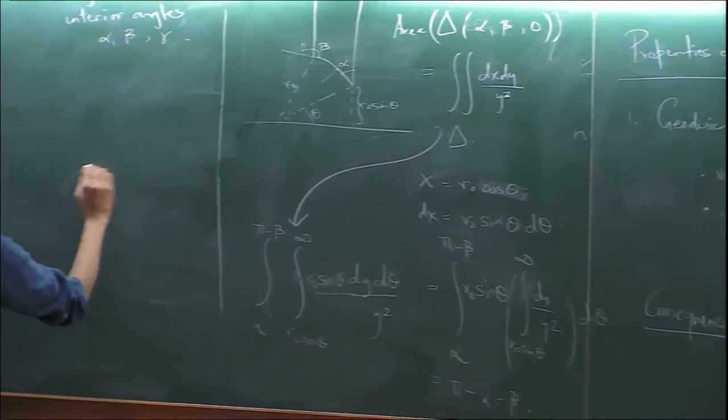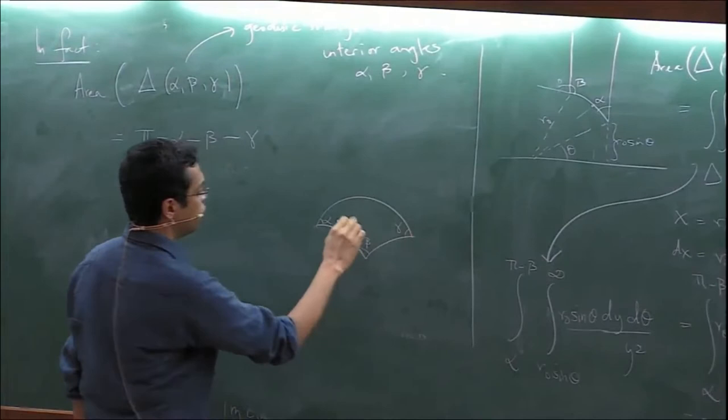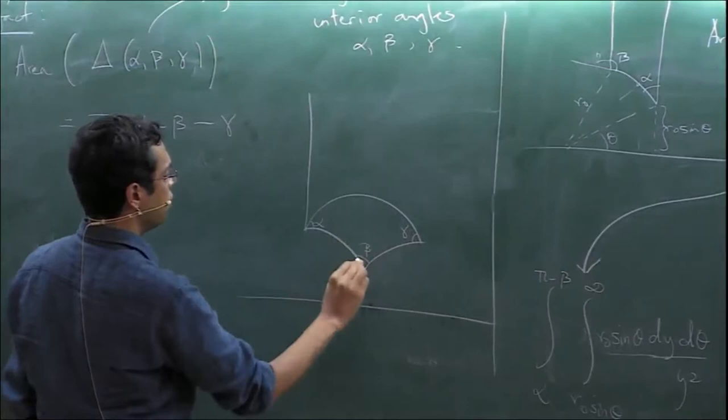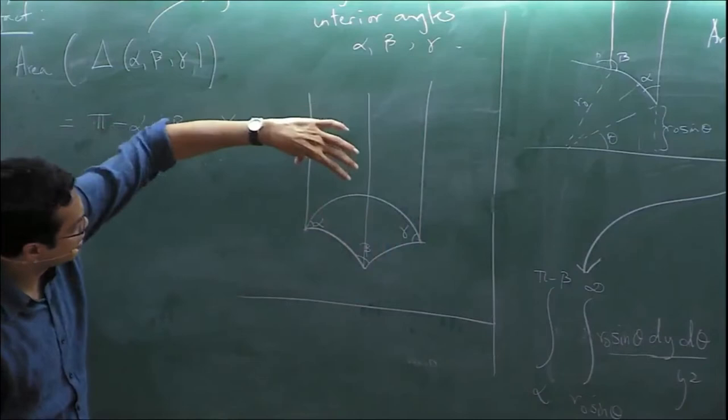because suppose you have a triangle in the hyperbolic plane with three angles, none of which are zero. So this doesn't have any ideal vertex. Well, you can make it part of a bigger triangle where it has one ideal vertex at infinity. This is one ideal vertex at infinity.